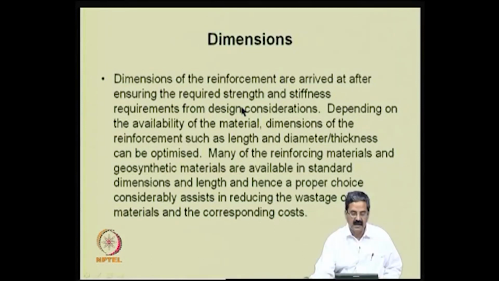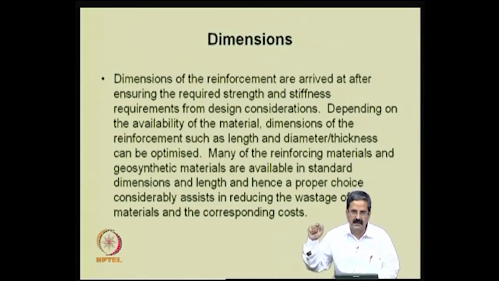Then dimensions. The way that we design is that we first get some required strength and stiffness from design, and then we try to check if it is available. For example, if tensile strength is 30 kilonewton per meter, we should know what length is available, because if for example 10 meters is the height of the retaining wall, 0.7 times that is the length of reinforcement required.